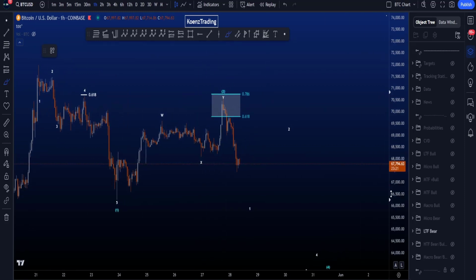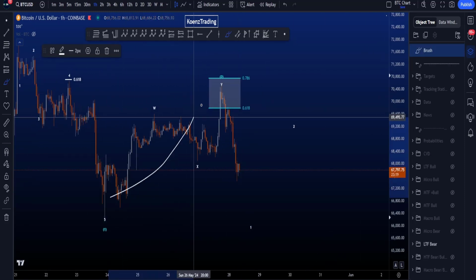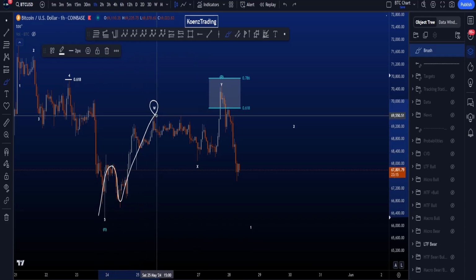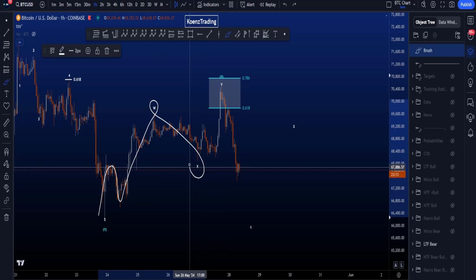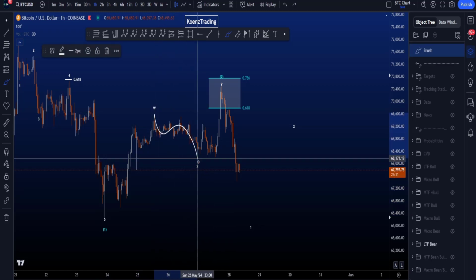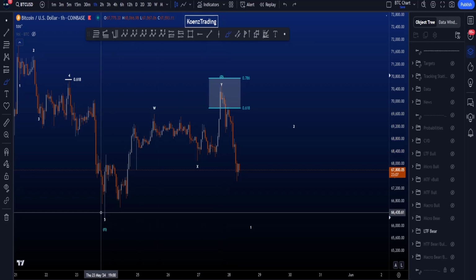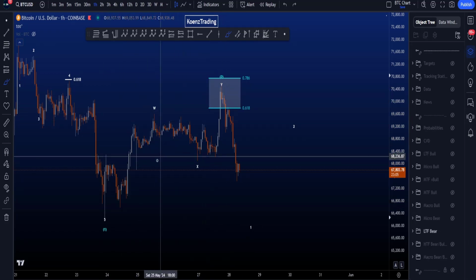Inside wave 2, we can count this structure to the upside as a 3-wave structure in an ABC inside wave W, that's a zigzag, then a wave X to the downside, also an ABC zigzag, and then another zigzag to the upside for a wave Y, creating a WXY double zigzag.